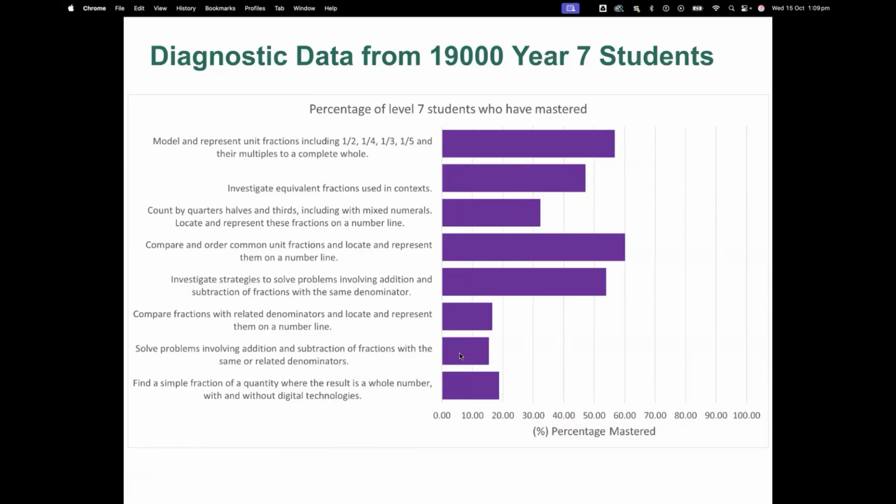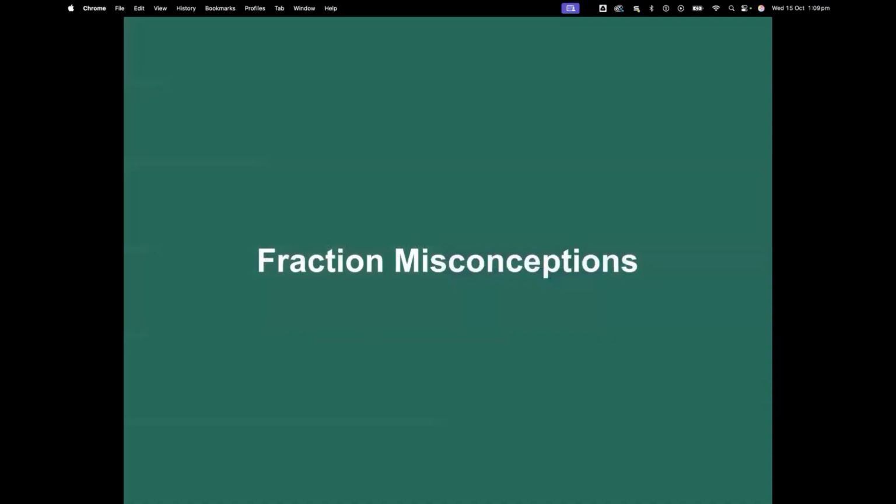This one's at around 15%, which means that up to 85% of students that go to year seven level don't know this stuff. They don't know how to add and subtract fractions with the same or related denominators, which again is my whole point. We cannot ignore this because this will stop them from achieving in later mathematics. So let's talk about some of the misconceptions that they have.